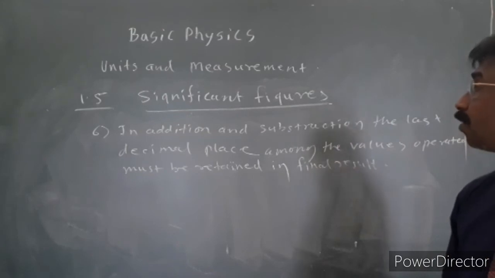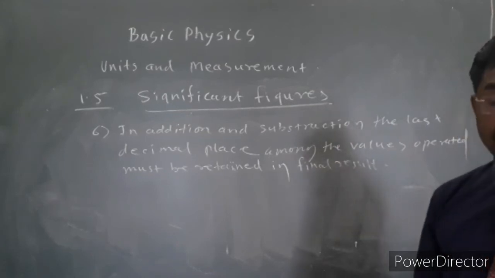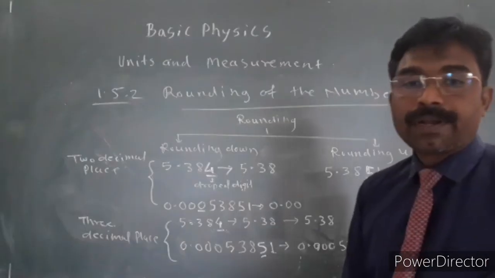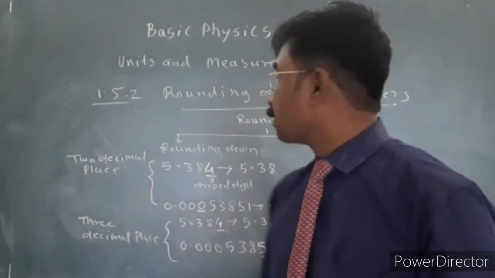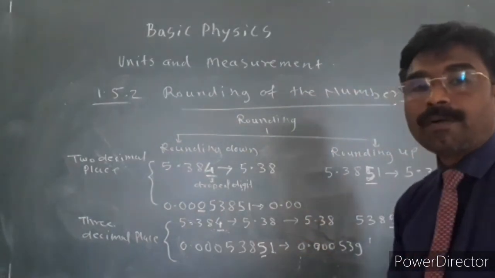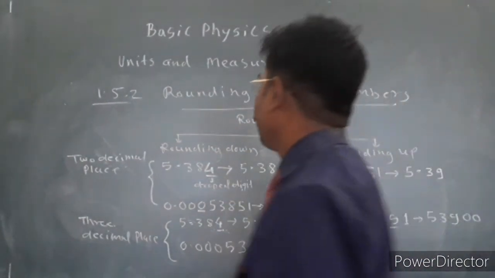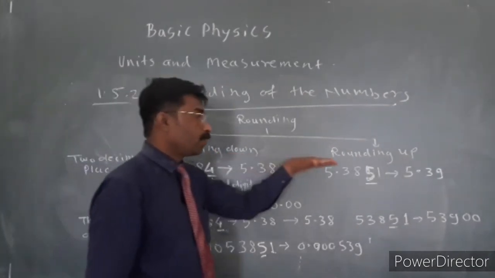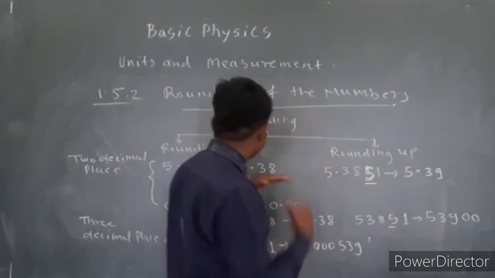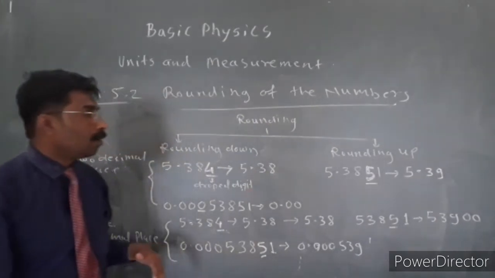So these are the rules about the significant figures. We are going to learn about how to round up or round down the figures. This is called the rounding of numbers. This rounding of numbers can be divided into two types. First is rounding down and second is rounding up. So what is meant by rounding down and what is meant by rounding up?